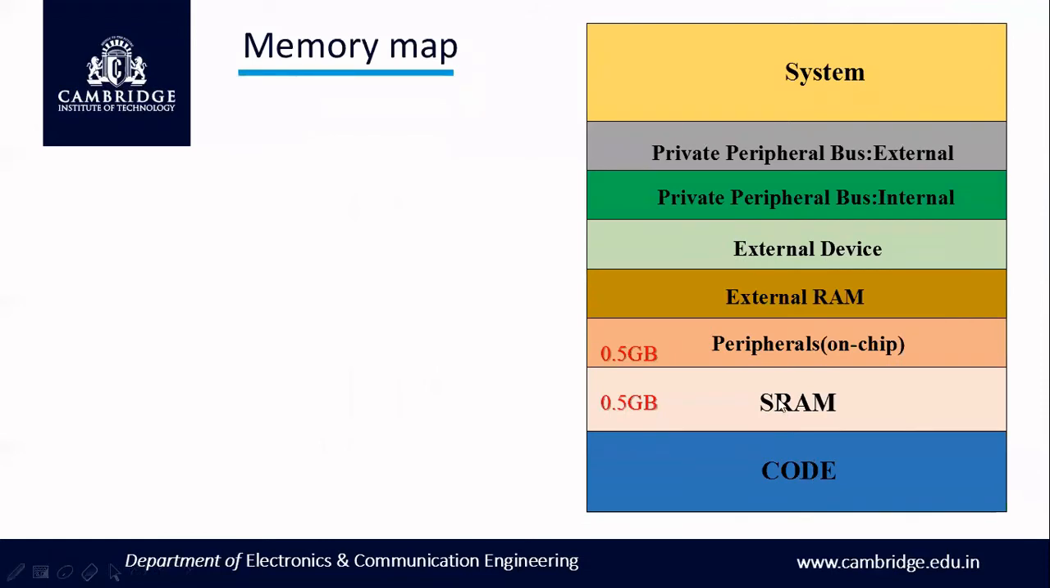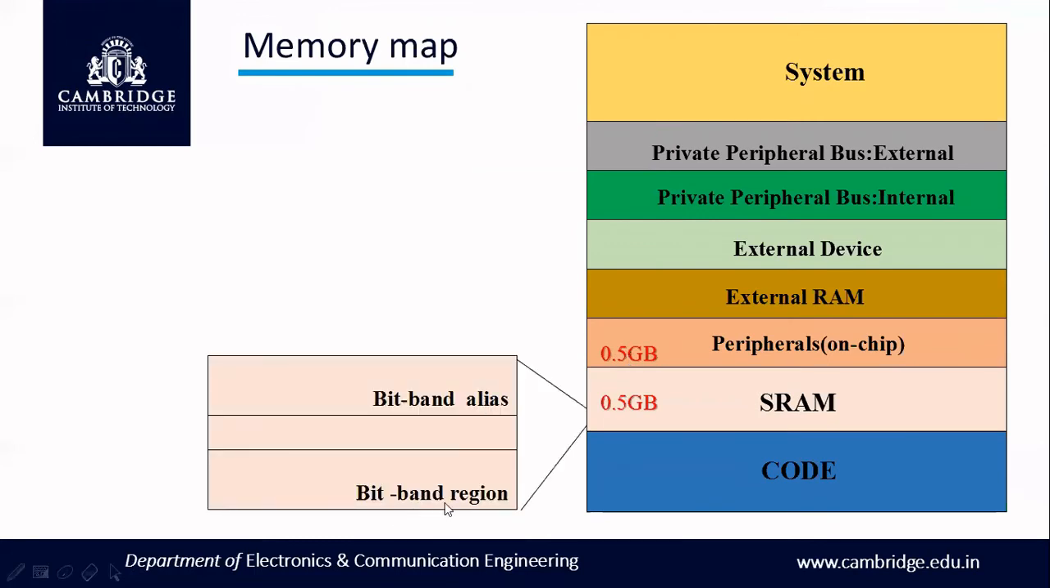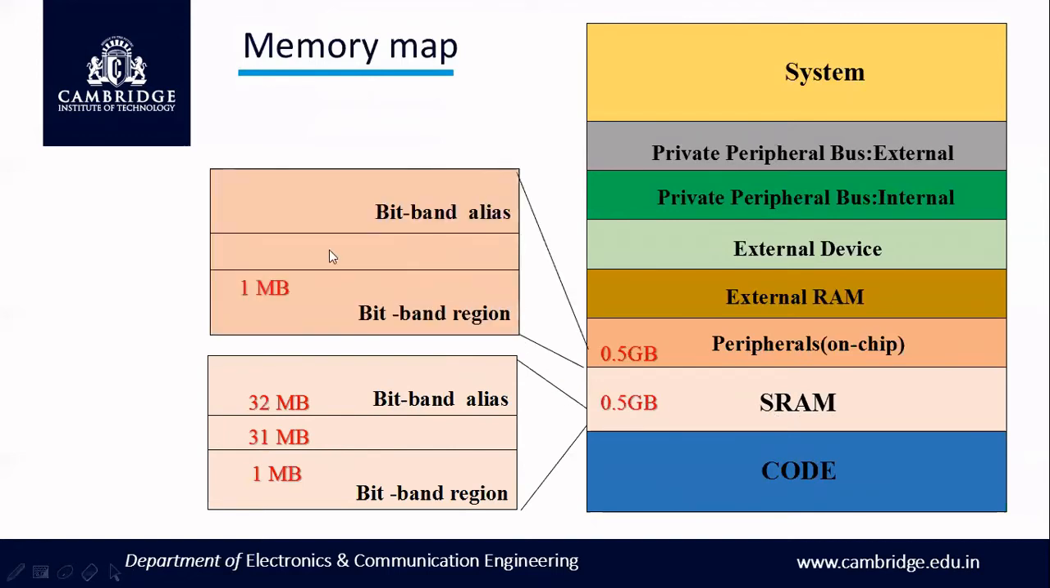Okay. So in SRAM and the on-chip peripherals, you have the bit band feature. Since these two support the bit band feature, let us write the addresses for it. First you have the bit band region, and at the top you have the bit band alias region. Bit band region is of 1 MB. Bit band alias region is of 32 MB. In between you have another 31 MB which is used for the SRAM operations. So this 1 MB space would start at the starting address of SRAM itself. The same structure is applicable even for the on-chip peripherals: 1 MB, 31 MB and 32 MB. So this 1 MB is the bit band region and 32 MB is the bit band alias region.